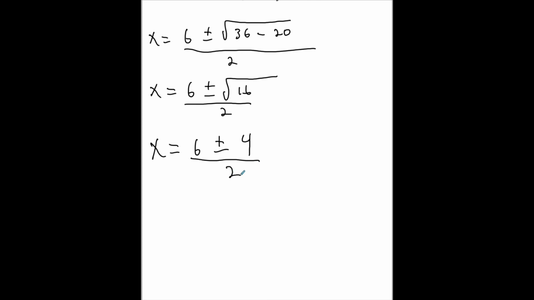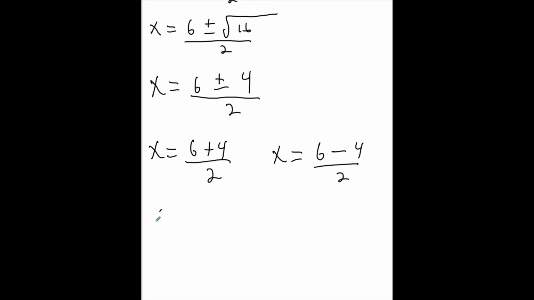Now that I have simplified my equation as far as possible, I'm going to break up my equation. X is equal to 6 plus 4 divided by 2, and X is equal to 6 minus 4 divided by 2. For an answer, 6 plus 4 is 10, divided by 2 is 5. X is equal to 6 minus 4 is 2, 2 divided by 2 is 1. And these are my answers.